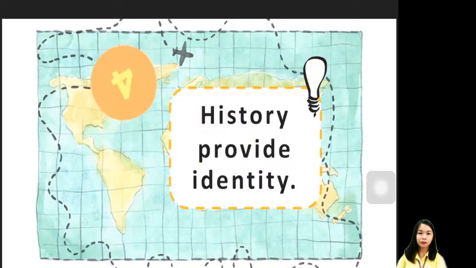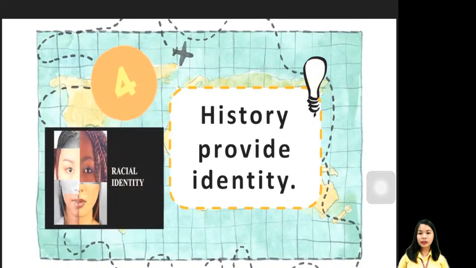Okay, so let's have the fourth importance of history. So history provides identity. Historical data include evidence about how family. We have our own in our family. So we have our family history. So it is important that we should learn what is our family history so that we would be able to know our own identity. So it's just the same as knowing the history of your place, the history of your country. So it provides identity, the family you came from.